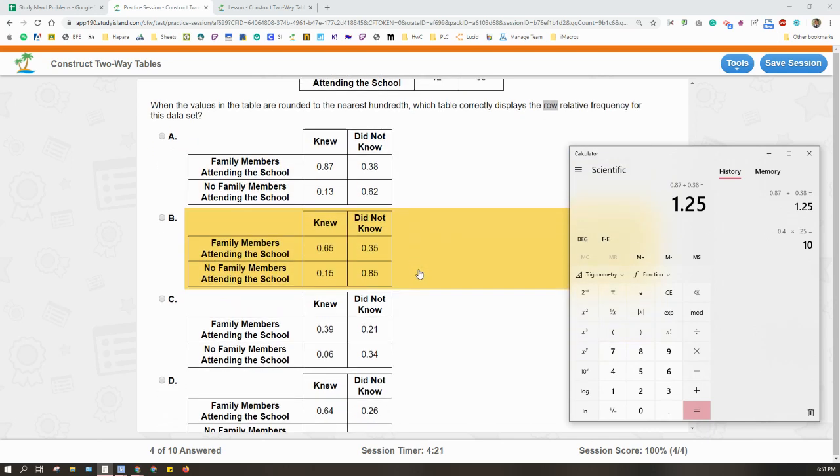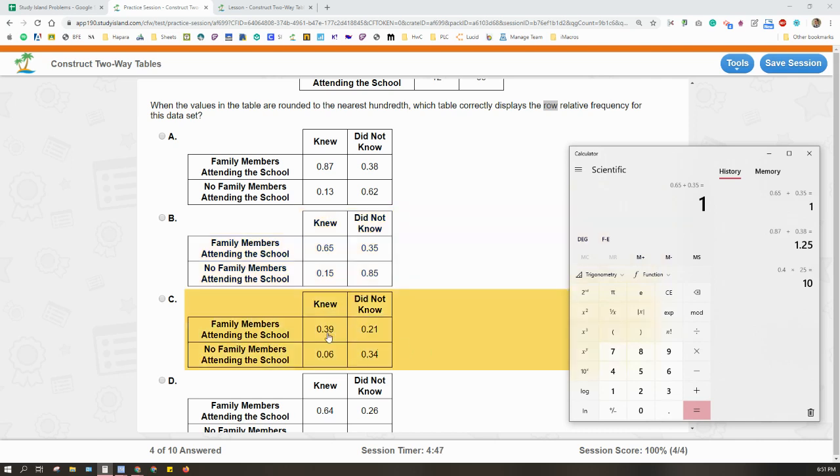What about B? 0.65 and 0.35. That does add up to 1.0. 0.65 plus 0.35 is 1.0. So 65% plus 35% adds up to 100%. So far, this is a possibility. Similarly, 0.15 and 0.85 add up to 100%. So table B might be one of our answers.